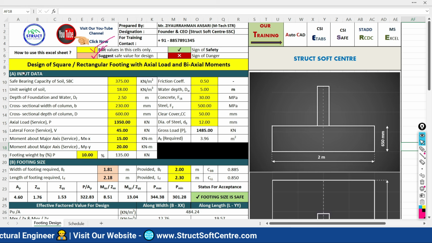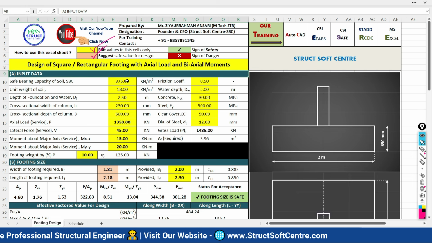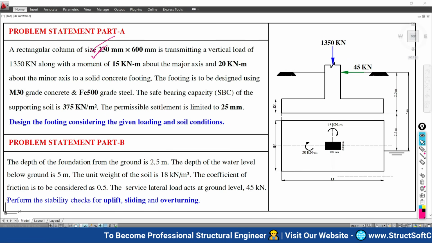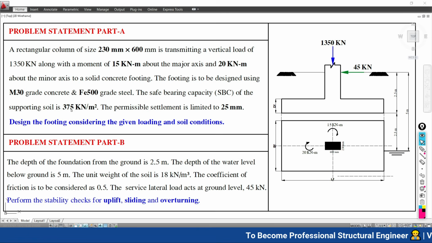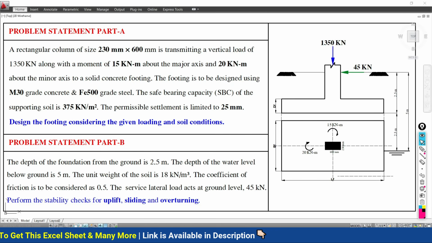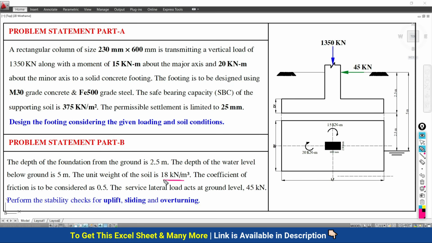Now here we have to define the data that we have given in our problem statement. So in the problem statement, the first thing, as the sheet is asking, what is the SBC of the soil? SBC of the soil, here it is given 375. So I am going to put here 375. Next, what is the unit weight of the soil? The unit weight of the soil is given in our problem statement as 18 kilonewton per meter cube, as you can find in your problem statement.